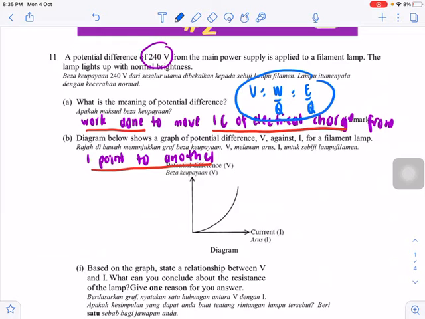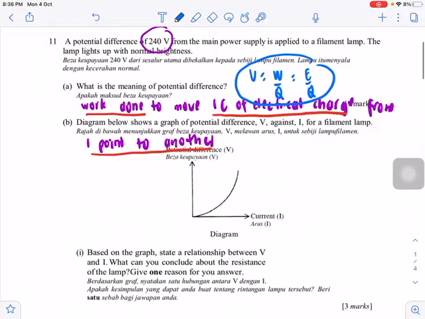Diagram below shows the graph of potential difference V against I for a filament lamp. Observe carefully the graph given. Kita ada graph of potential difference against current. Graph kita ni graph apa? Dia bukan directly proportional kan? Kalau graph yang directly proportional, dia akan straight line daripada origin, macam ni. Ni graph directly proportional.